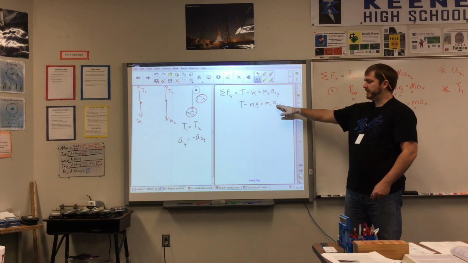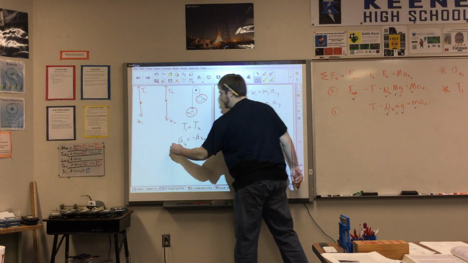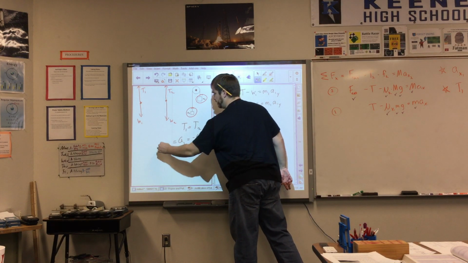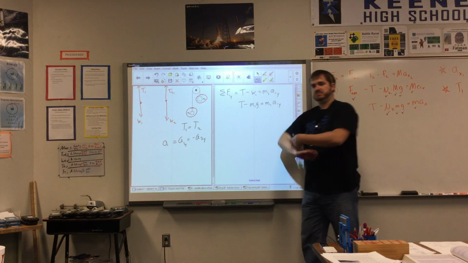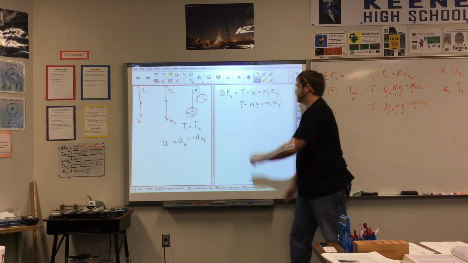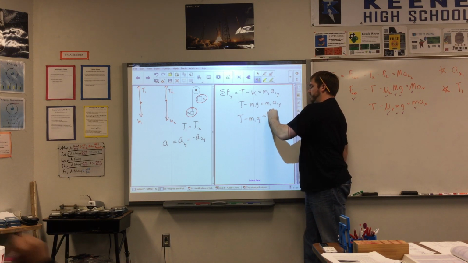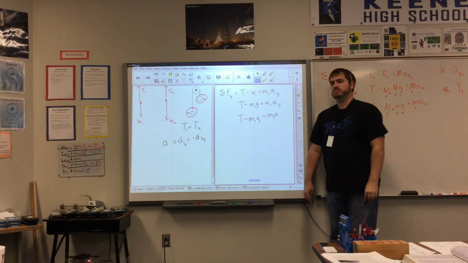I particularly don't like this double subscript nonsense, so I'm just going to say that acceleration 1 in the y direction is just a. Okay, so T1 minus m1 g equals m1 a.